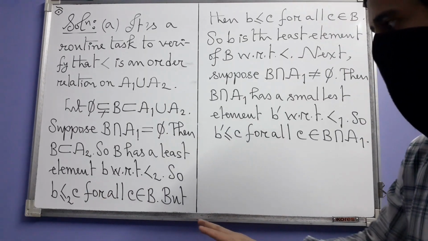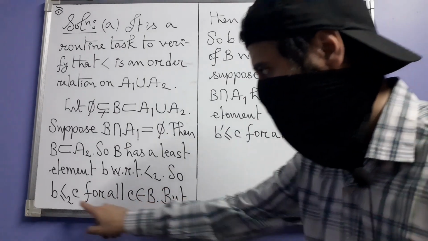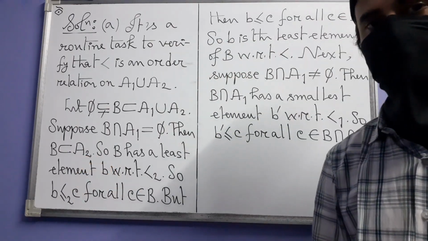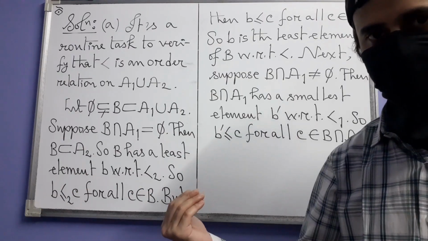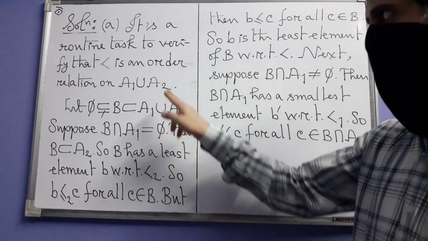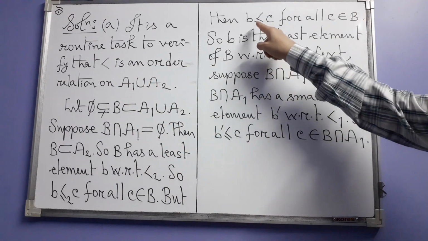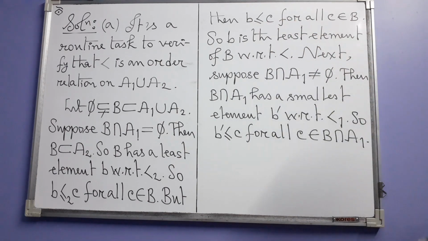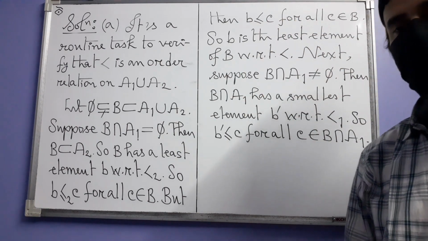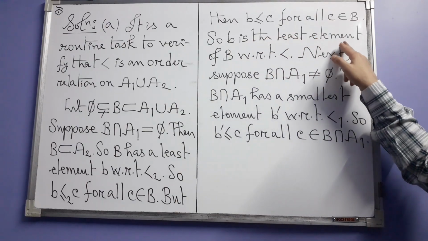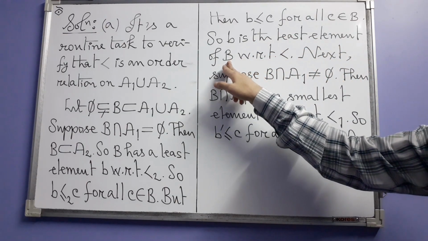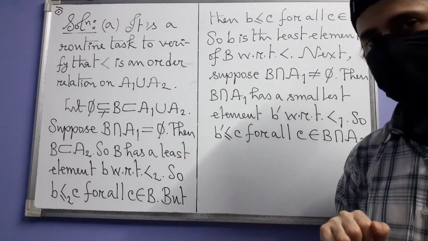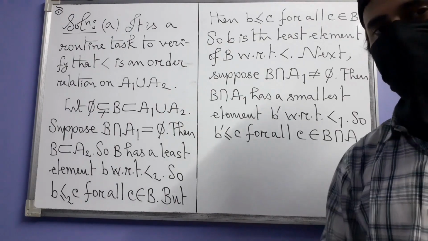However, note carefully that for any such c, b and c both belong to A2 because they are inside B and B is now contained in A2. So by the definition of our new relation, this will also happen. b is less than or equal to c for all c belonging to B with respect to the new relation. And that is why b becomes the least element of B or smallest element of B with respect to the new relation. So in this case, we have found a smallest element of B with respect to the new relation.